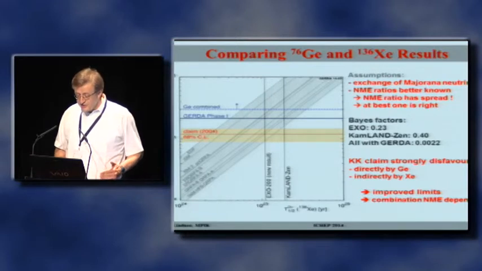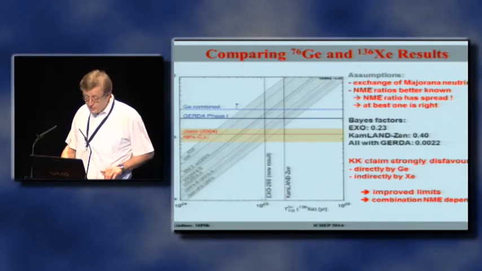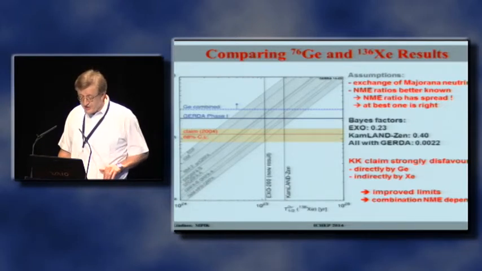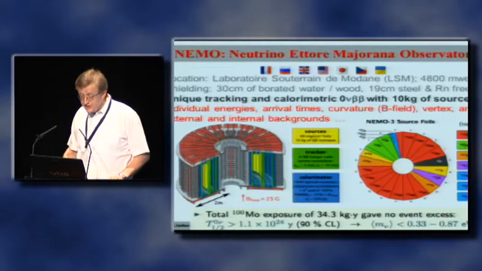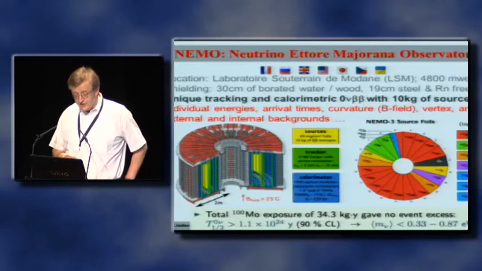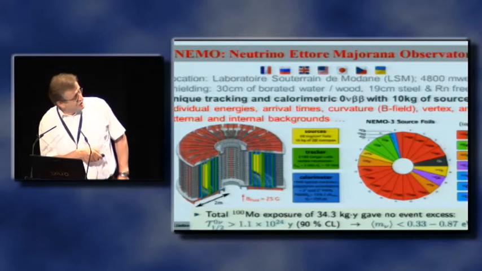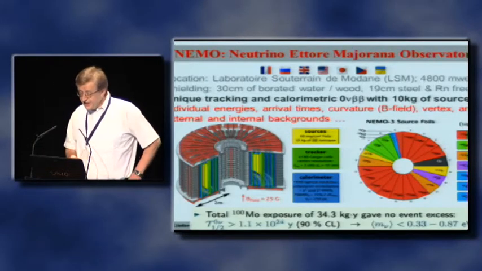The bounds for double beta decay are moving, and that's good. And of course, the detectors go on and take more data and will become more sensitive as time goes by. There's also the NEMO experiment, which is interesting because it's working quite differently. It's a unique tracking calorimeter, which has about 10 kilograms of sources in foils. This is this kind of detector. This shows the different isotopes there, and it's mostly molybdenum.